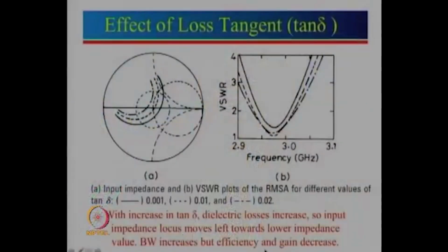More lossy means bandwidth will increase, but this is not a good bandwidth. Please remember that, because even though bandwidth increases, effectively efficiency decreases and gain also decreases. So, it is not a good idea to use a lossy substrate, because both efficiency and gain of the antenna will reduce. However, when it comes to a low cost application, we sometimes tend to use this low cost substrate, which has a high tan delta. We will see some of the techniques of how this low cost substrate can be used to get very good performance. We will see that after studying the parametric study.